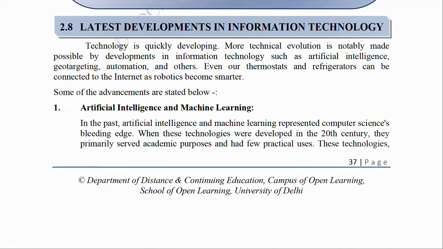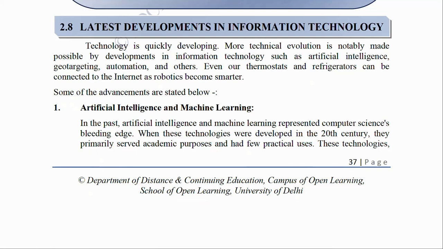2.8. Latest developments in information technology. Technology is quickly developing. More technical evolution is notably made possible by developments in information technology, such as artificial intelligence, geo-targeting, automation and others. Even our thermostats and refrigerators can be made connected to the internet as robotics become smarter.